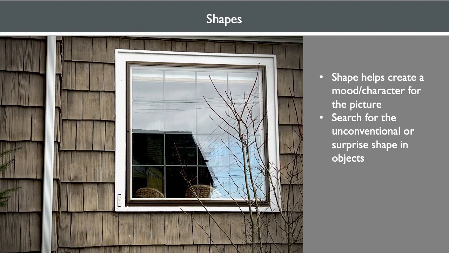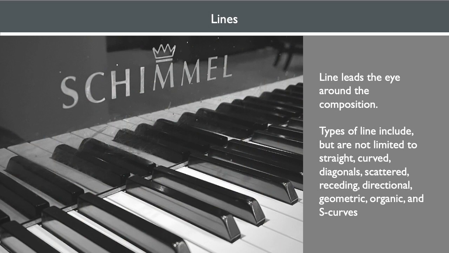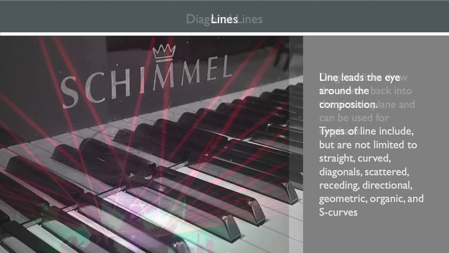When you're photographing, look for unique shapes. Explore tilt and angle to allow shapes to be a dominant part of the composition. Lines create shape, pattern, depth, perspective. Lines lead the eye around the composition, including the focal point or subject, or to create abstract designs. Types of line include, but aren't limited to, straight, curved, diagonal, scattered, receding, directional, geometric, organic, and even S-curves.